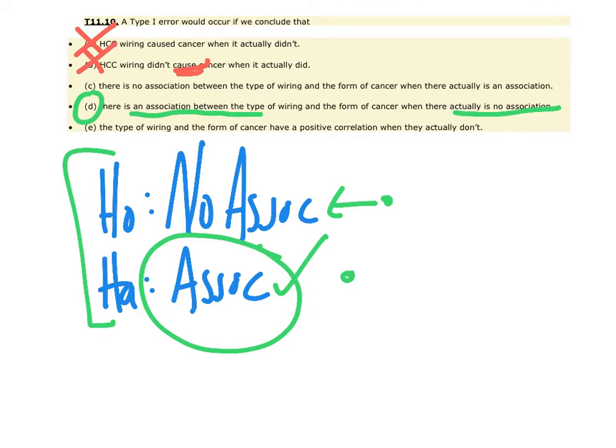Letter C, there is no association between the type of wiring. Again, by default, we know this would not be the correct statement for type 1. This would be more of a type 2.